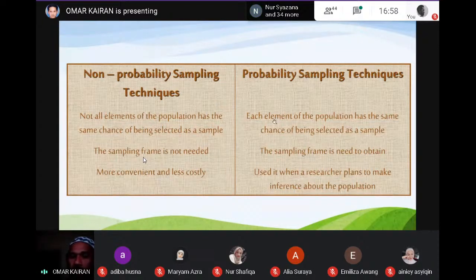Probability sampling techniques: each element of the population has the same chance of being selected as a sample. Like before, using the lucky draw, we have the list. Even though the lucky draw has numbers, each number already has an assigned name. Each number has its own assigned name.